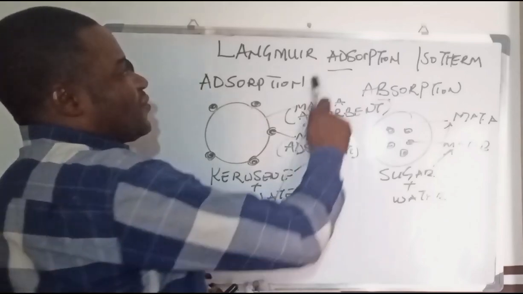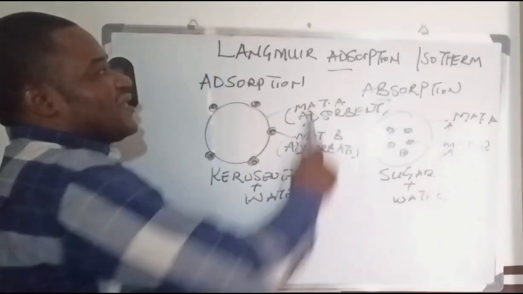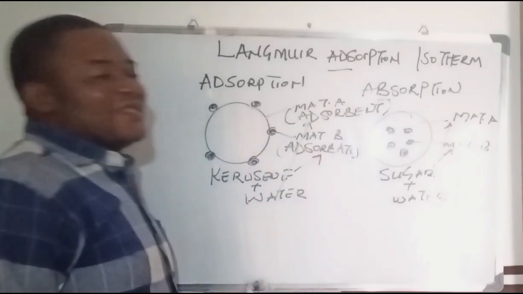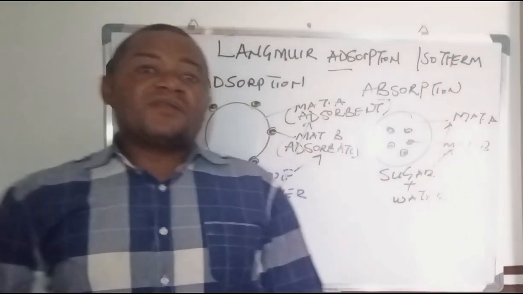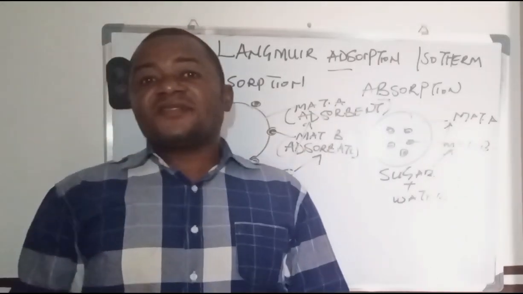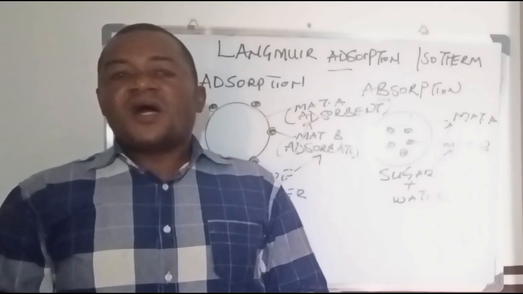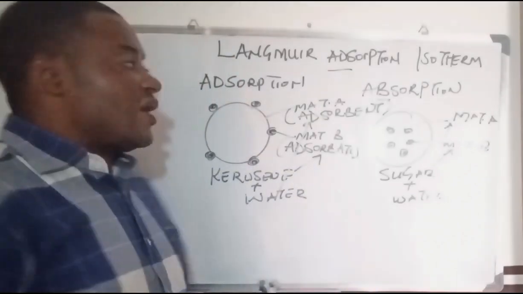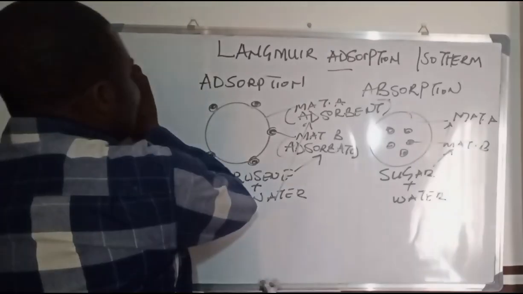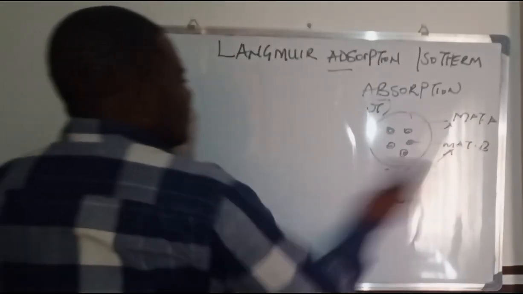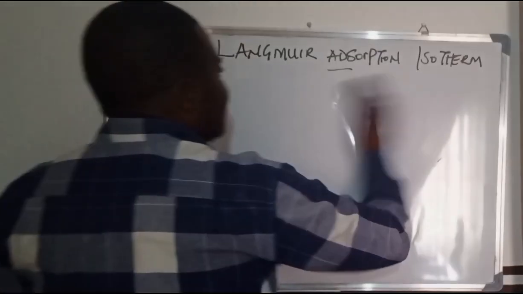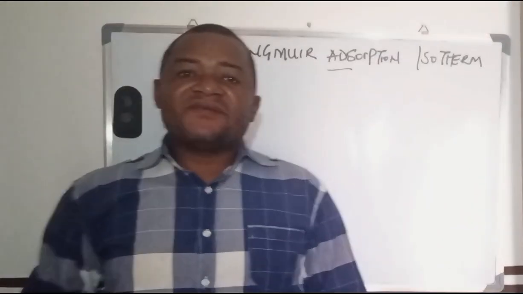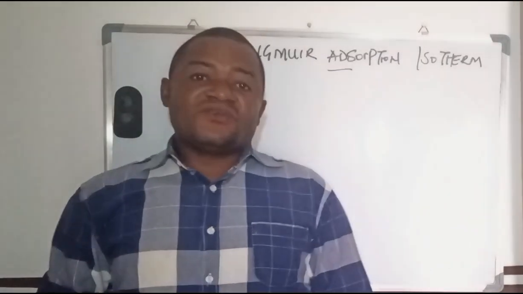Now, we have been able to talk about what adsorption is, what adsorption isotherm is, and what Langmuir adsorption isotherm is. But there is something very striking about the Langmuir adsorption isotherm, and that is the assumptions of the Langmuir adsorption isotherm. Now, there are some assumptions that the Langmuir adsorption isotherm brings to us. Just like you have the Freundlich adsorption isotherm, the BET adsorption isotherm, you also have the Freundlich adsorption isotherm.